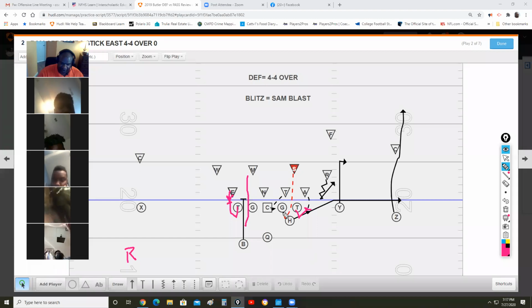The guard slides to B gap. So he's got the Sam. The center's got the tackle. He's in A gap. And the guard has the nose no matter where he goes because he's starting to slide. So that's how we would handle that.